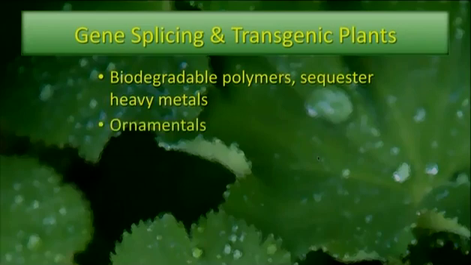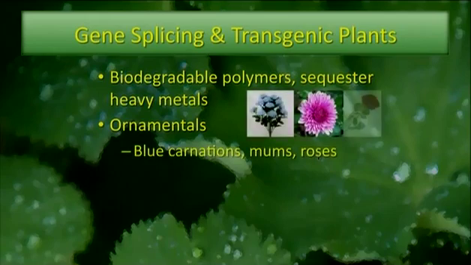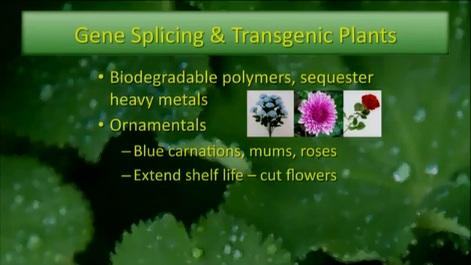Ornamentals have been created. They're trying to make blue carnations, blue mums, and blue roses. Also black roses, that's still possible. They've actually made a black orchid, but that was through conventional hybridization. Through this gene splicing, they're able to extend the shelf life of cut flowers and other parts used for decorative effects.